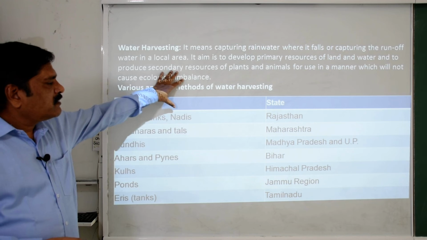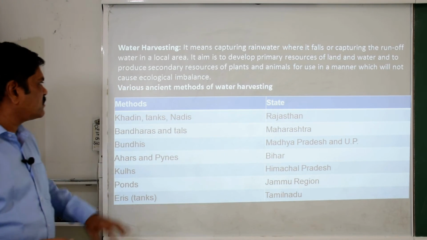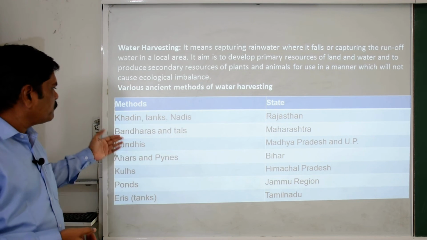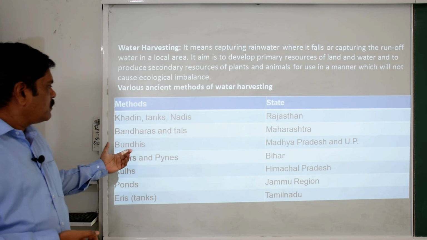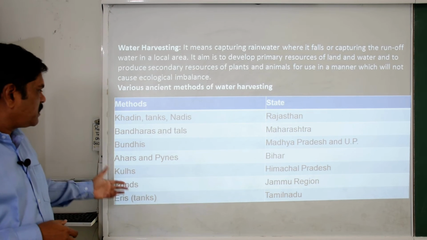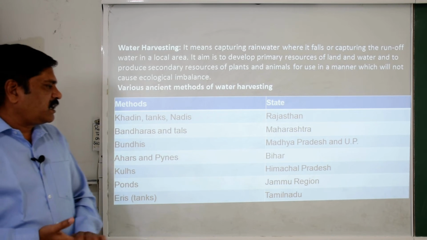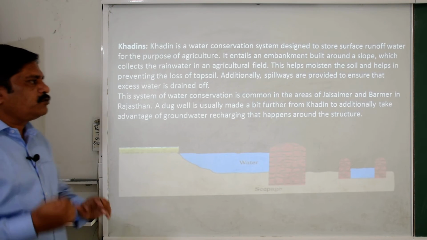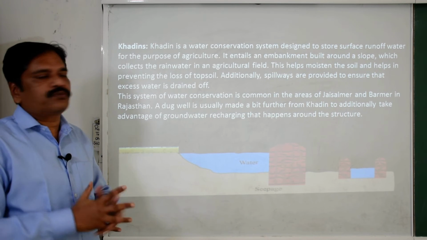For this, different techniques are used locally in different states, like khadin, tanks and nadis in Rajasthan, bhandaras and tals in Maharashtra, budis in Madhya Pradesh, okay, ahars and panis in Bihar, kuls in Himachal Pradesh, ponds in the Jammu region, and eri in Tamil Nadu. Okay, you know that these are the local practices used in these different states to protect against water loss and to store water.